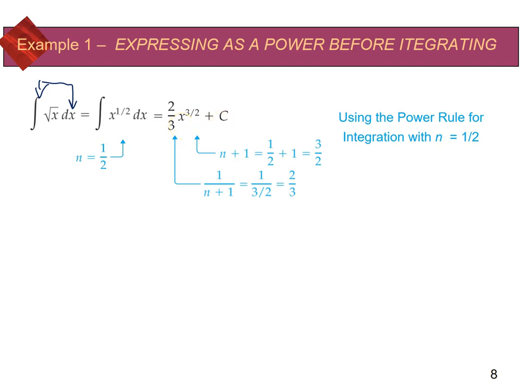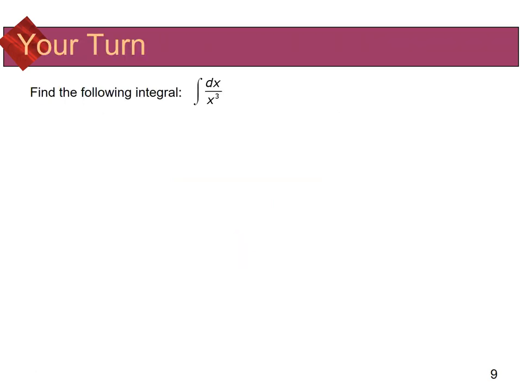Now there are other ways you could write it. You could actually write this as 2 square root of x cubed over 3 plus c. There are different ways you could write the answer, so keep that in mind. Sometimes different formats might be used, and you just have to make sure you realize that if it's just a formatting difference, then you might have the same answer as what the book is showing. So now it's your turn. I want you to take the integral of dx over x cubed.